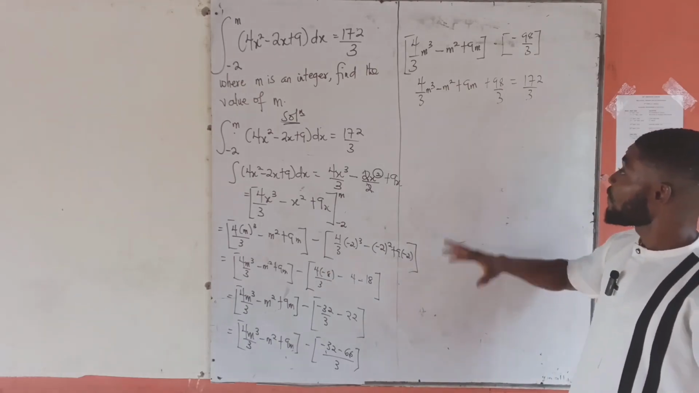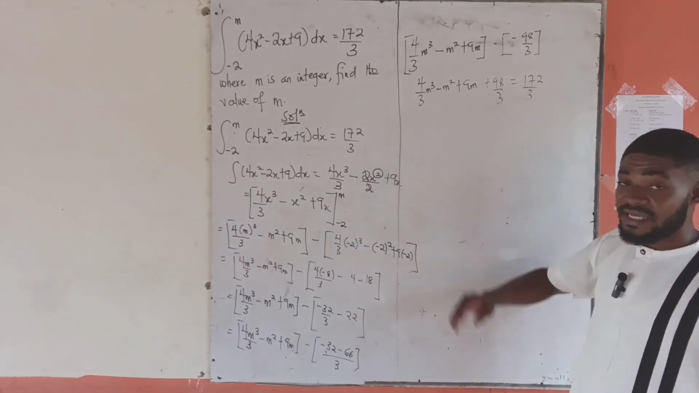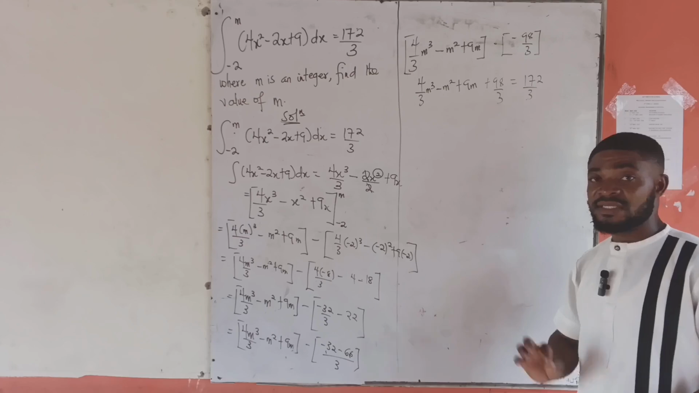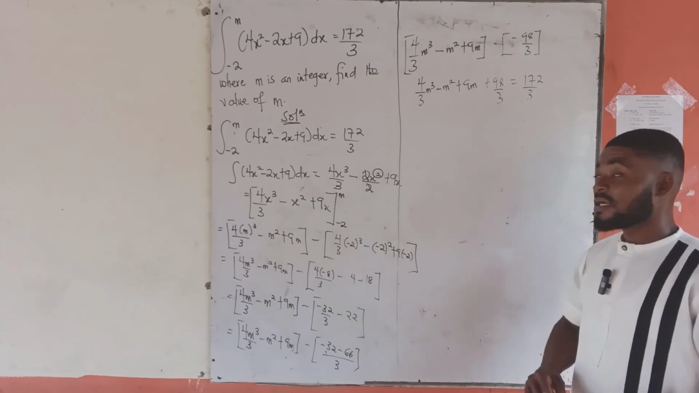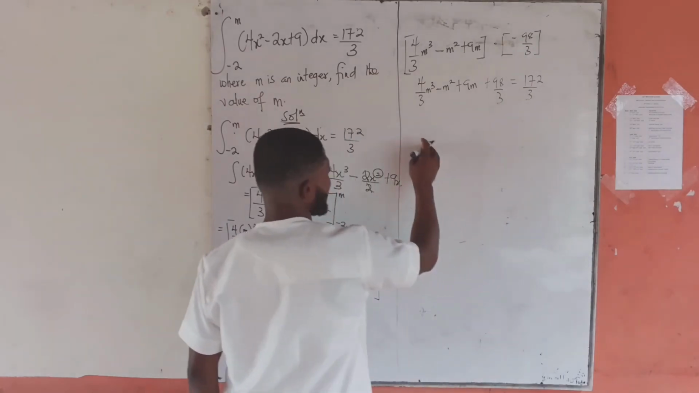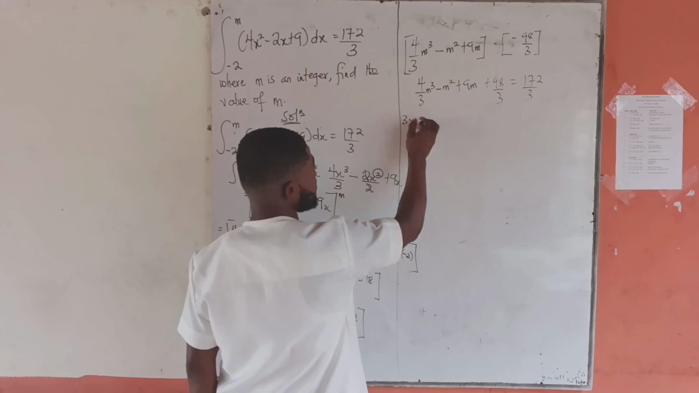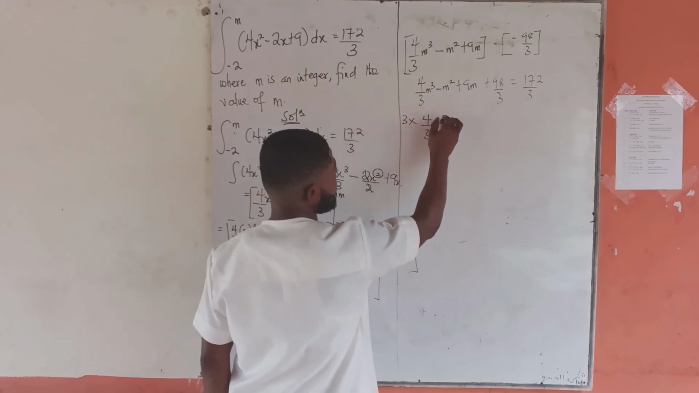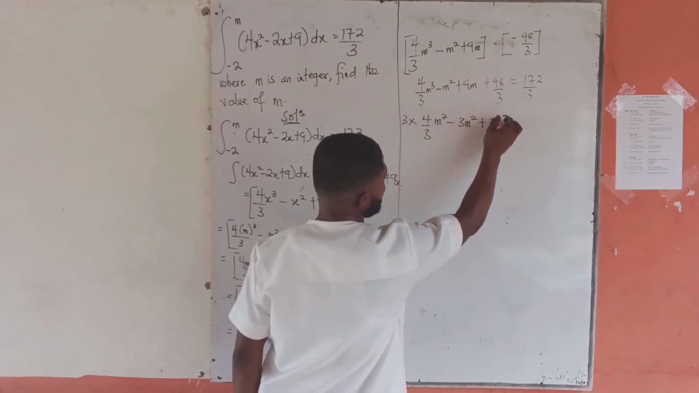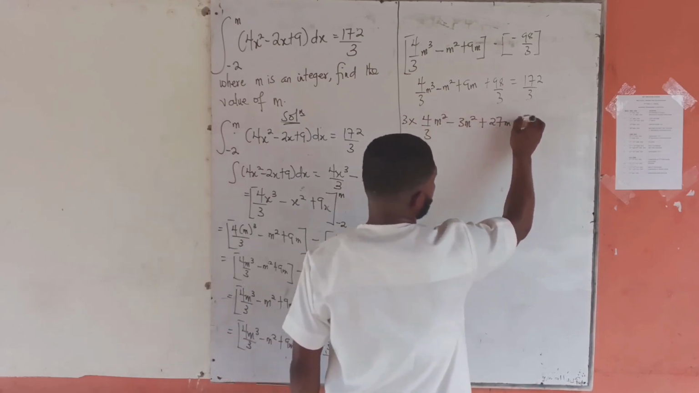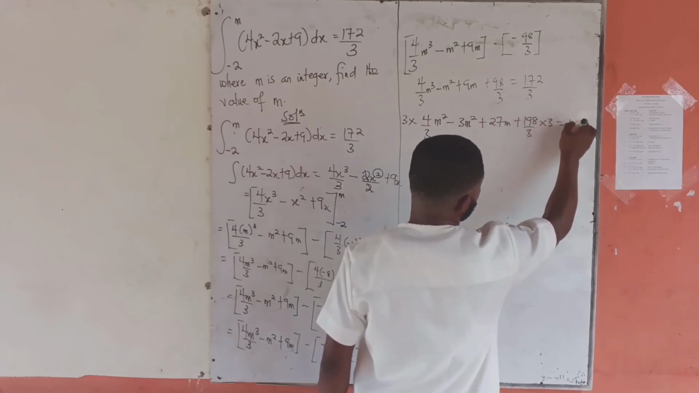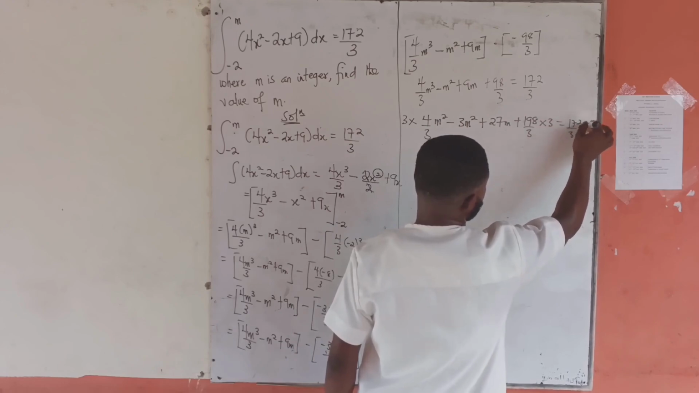So from here, since we are interested in getting m, we can now multiply through by 3, which is the denominator of all the fractions, so that we can clear the denominators. So multiply through by 3, this becomes 3 times 4 over 3 m cubed, and 3 times 98 over 3.